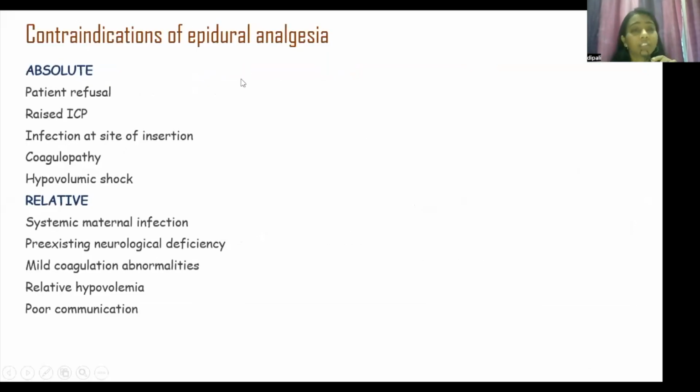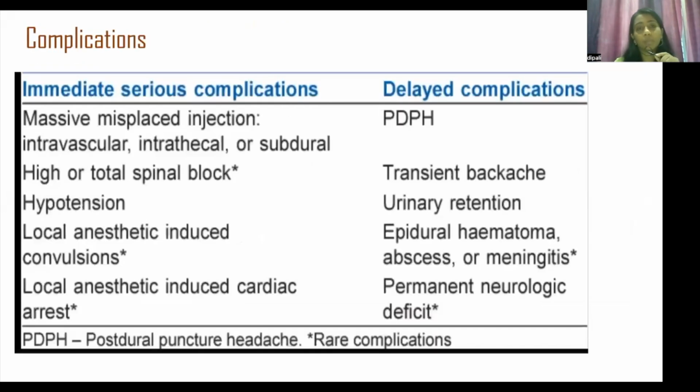Absolute contraindications for the procedure: patient refusal, raised ICP, infection at the site of insertion, coagulopathy, and hypovolemic shock. Various complications of the procedure: immediate complications are misplaced injection, that is intravascular, intrathecal, or subdural injection, high or total spinal block, hypotension, local anesthetic induced toxicity leading to convulsion and cardiac arrest. Delayed complications are postdural puncture headache, transient backache, urinary retention, epidural hematoma, meningitis, and permanent neurological deficit.